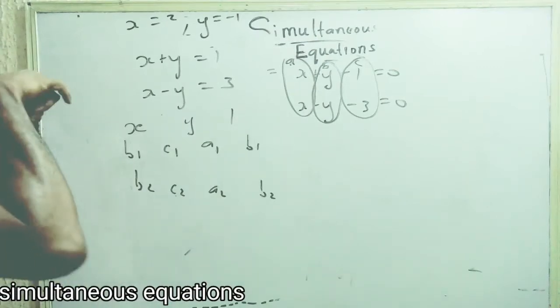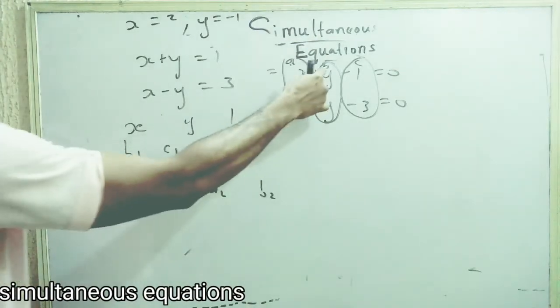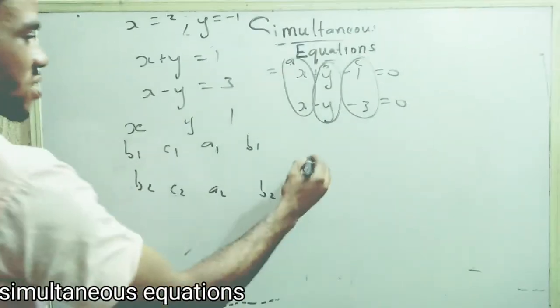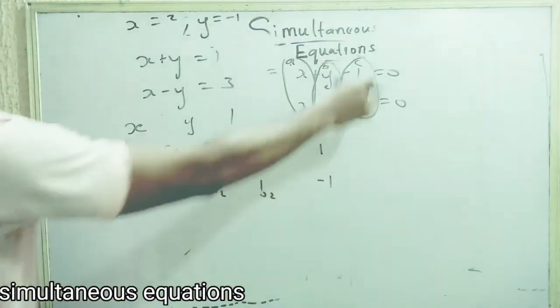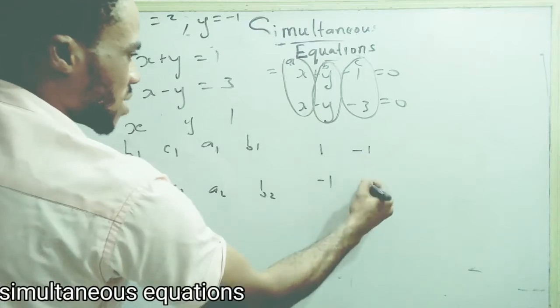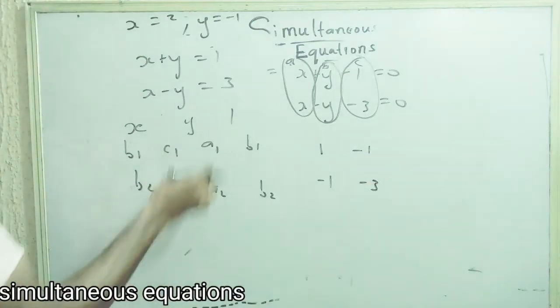This is the completion of the formula. So the b1, b2, that's first equation and second equation. So I'll have 1, minus 1. I have c1, c2: minus 1, minus 3. I have a1, a2.